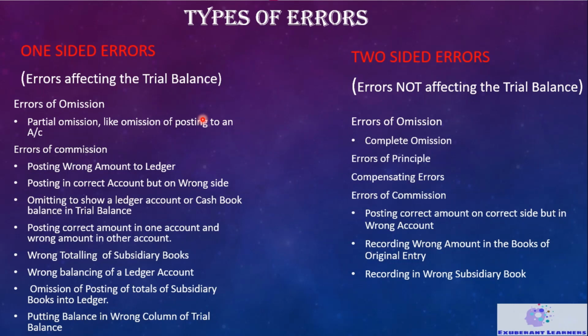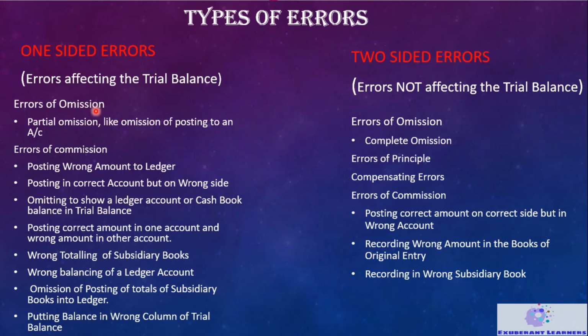So the types of error which we learned in our previous video, for the sake of rectification, are divided into two: one-sided errors and two-sided errors; errors affecting the trial balance and errors not affecting the trial balance. One-sided errors, as the name suggests, are the errors which affect only one account. So again, errors of omission, errors of commission, compensating errors, and errors of principle are divided into one-sided and two-sided errors.